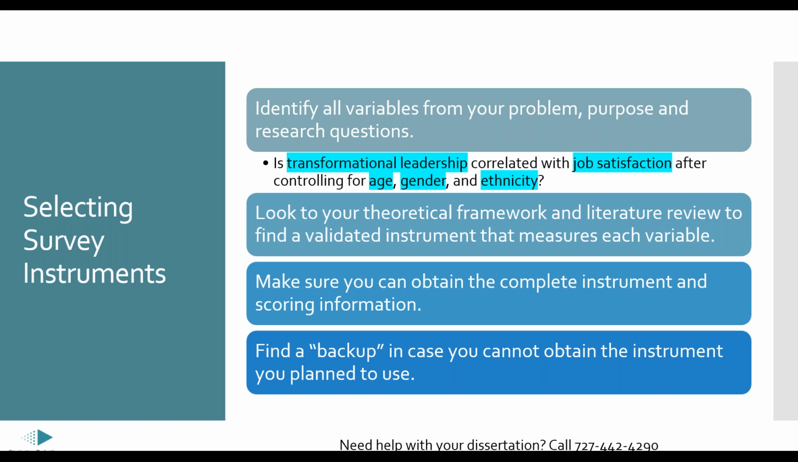And for this reason, you may want to consider looking into one or two backup instruments in case the first instrument that you find, for whatever reason, you're unable to use it. So for instance, you might not be able to contact the author to get permission to use the instrument, or you might not be able to obtain the items or the scoring information. So in cases like that, you want to have a backup, maybe another instrument or two that measures the variable you're interested in to use in case your first choice of an instrument does not work out.